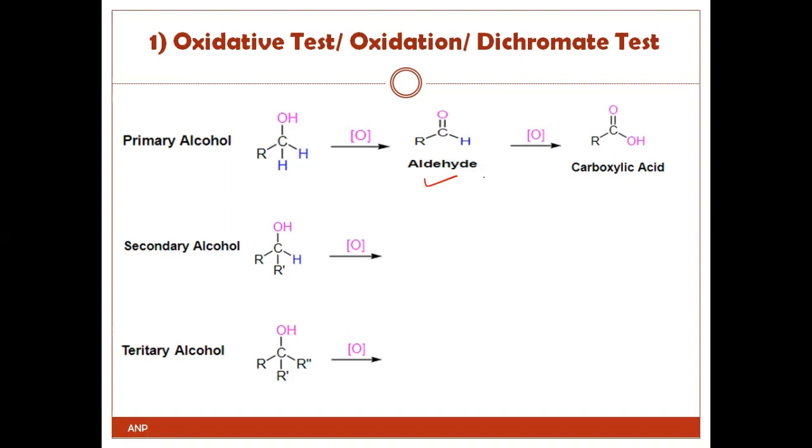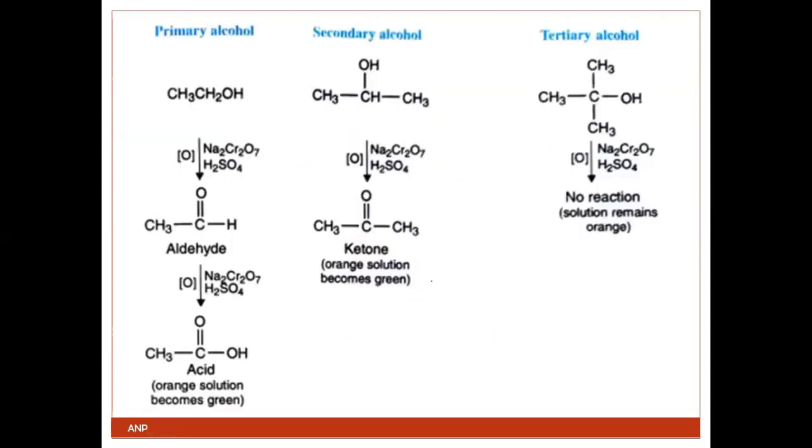Secondary alcohols are oxidized to the corresponding ketones, and tertiary alcohols are stable to oxidation under normal conditions, meaning there is no reaction. So on oxidation, primary alcohol gives aldehydes. On oxidation of secondary alcohol, it gives ketone. On oxidation of tertiary alcohol, you will not get any product. CH3CH2OH, ethanol, is an example of primary alcohol, then 2-propanol, secondary alcohol, and the last one is tertiary alcohol.